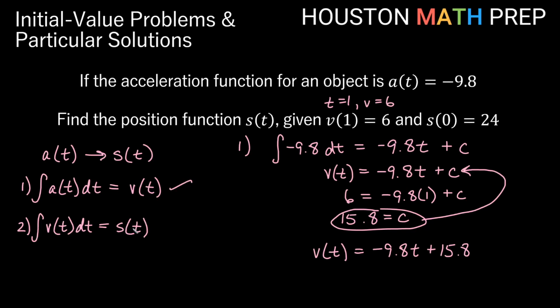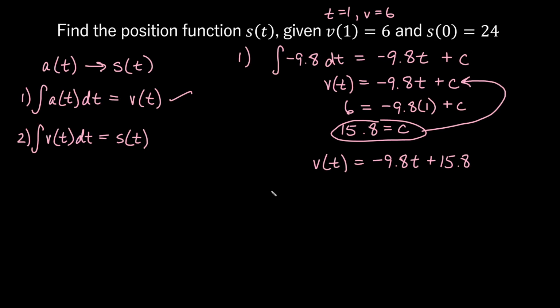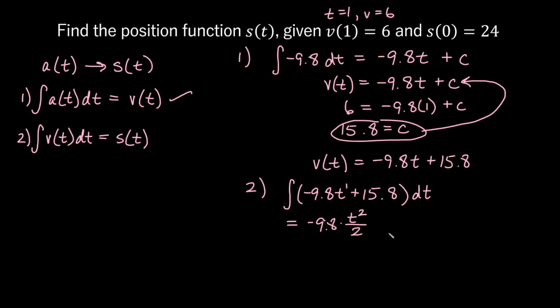Now we need to do our second part, which is to take the antiderivative again and get to position. So if I take the antiderivative of this velocity function, that will be the antiderivative of negative 9.8t plus 15.8, integrating again with respect to t. Think about what happens here. This is like t to the 1, so we'll keep our constant multiple of negative 9.8. We get the power going up by 1, so we get t squared, divided by the new power, plus what will give us a derivative of 15.8? Well, it'd be 15.8t, plus our constant.